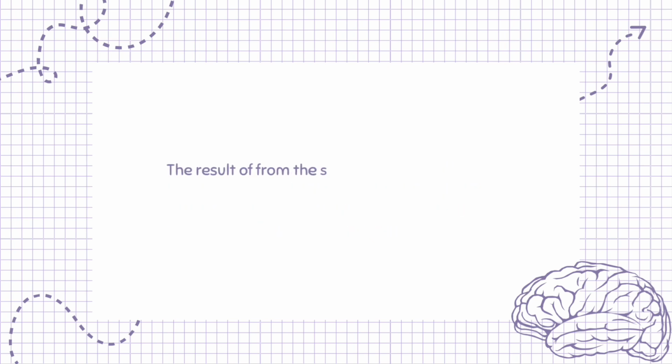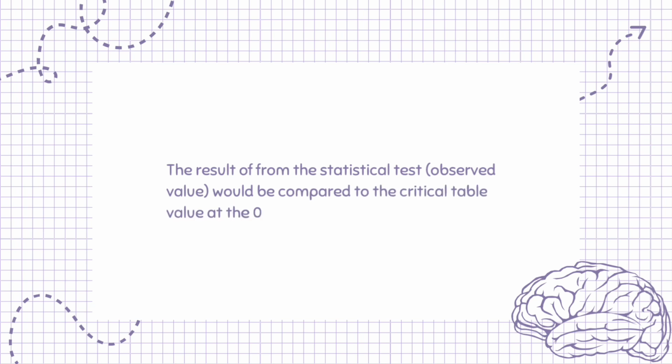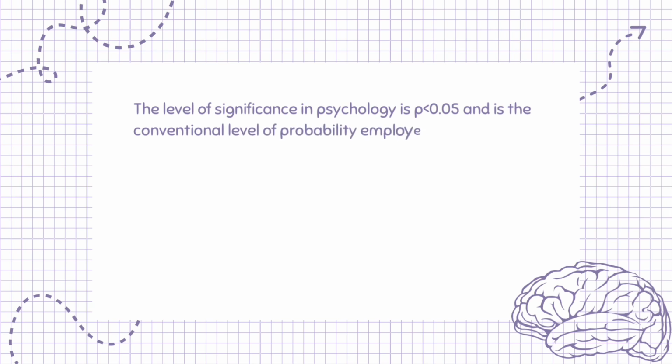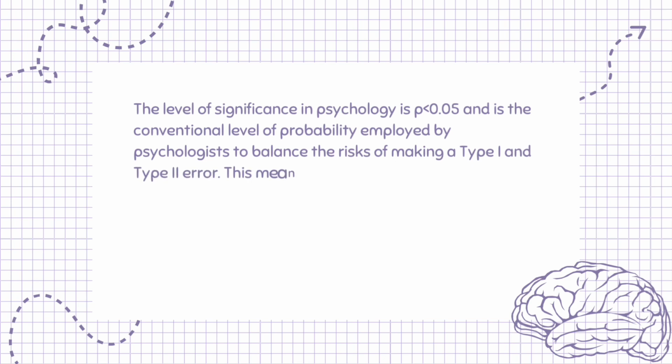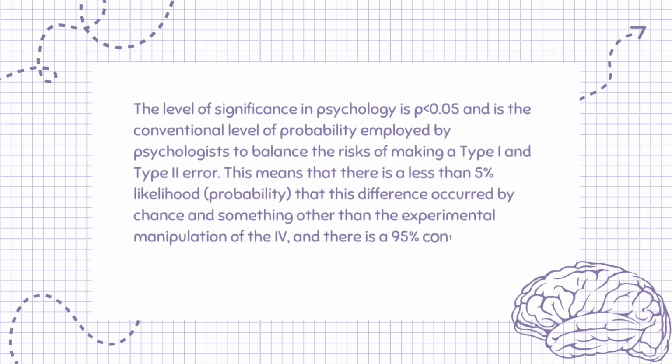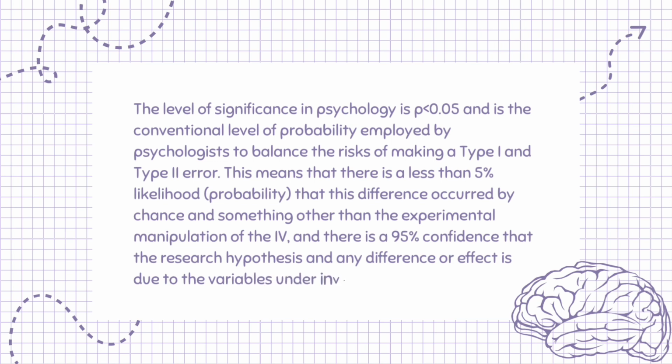The result from the statistical test, the observed value, would be compared to the critical table value at the 0.05 level of significance. The level of significance in psychology is p < 0.05 and is the conventional level of probability employed by psychologists to balance the risks of making a Type 1 and Type 2 error. This means that there is a less than 5% likelihood, probability, that this difference occurred by chance and something other than the experimental manipulation of the IV, and there is a 95% confidence that the research hypothesis and any difference or effect is due to the variables under investigation.